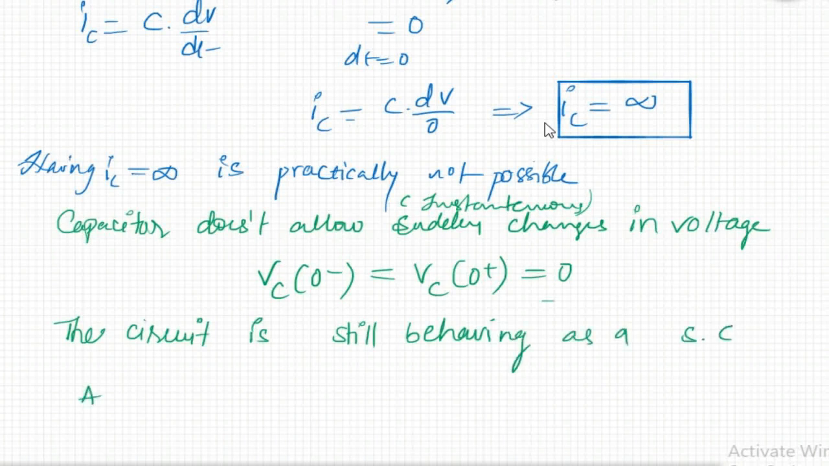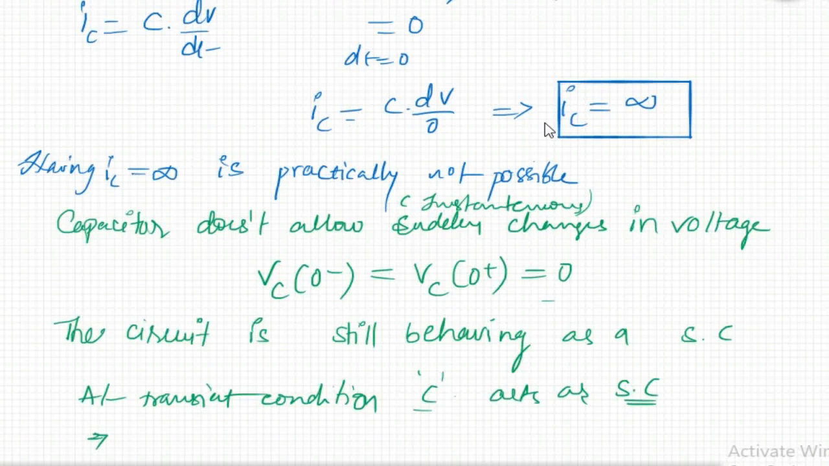That means at transient condition, the capacitor acts as a short circuit. Similarly, after transients die out, the voltage across the capacitor and the voltage across the voltage source will be equal and there will be no current flow through the circuit. That means at steady state the current through the capacitor will be 0, and current is 0 means it is open circuit condition. That means at steady state the capacitor is acting as an open circuit.